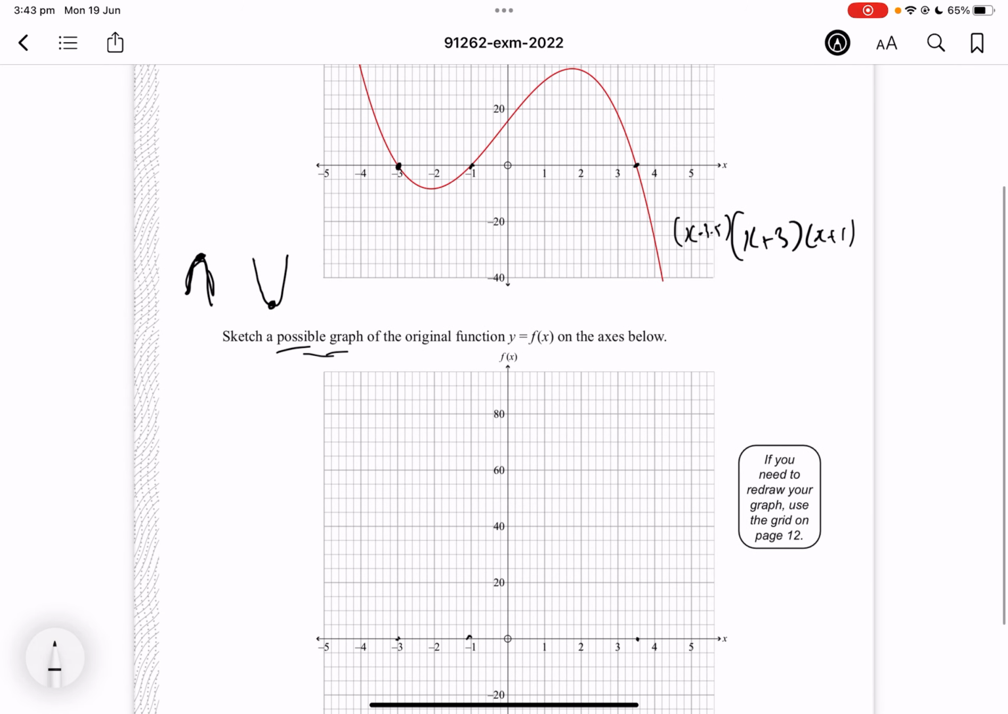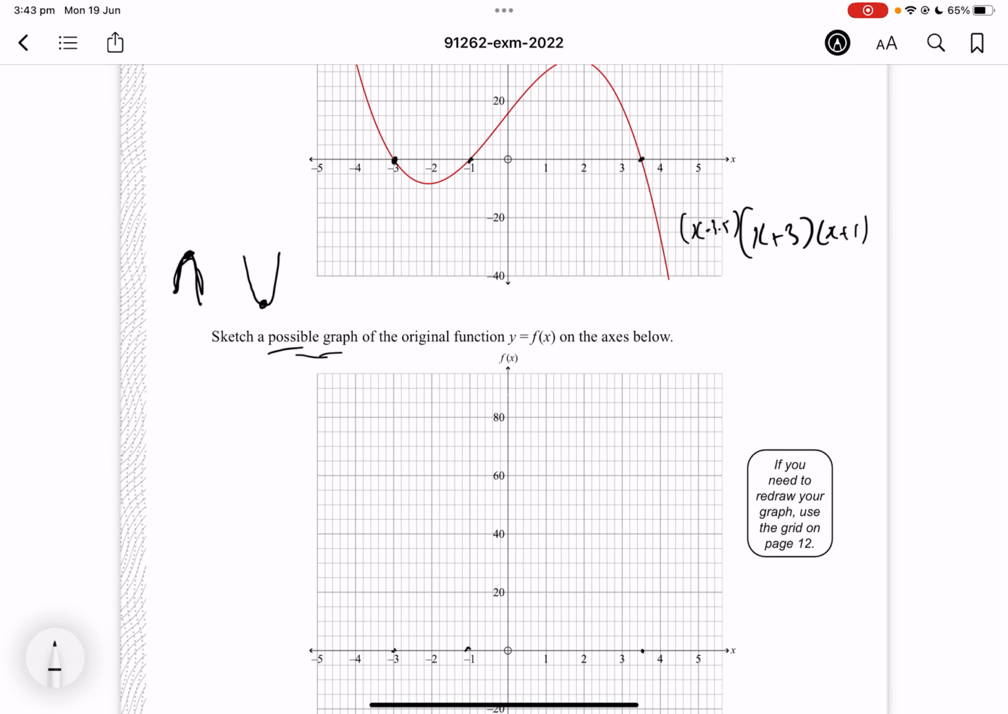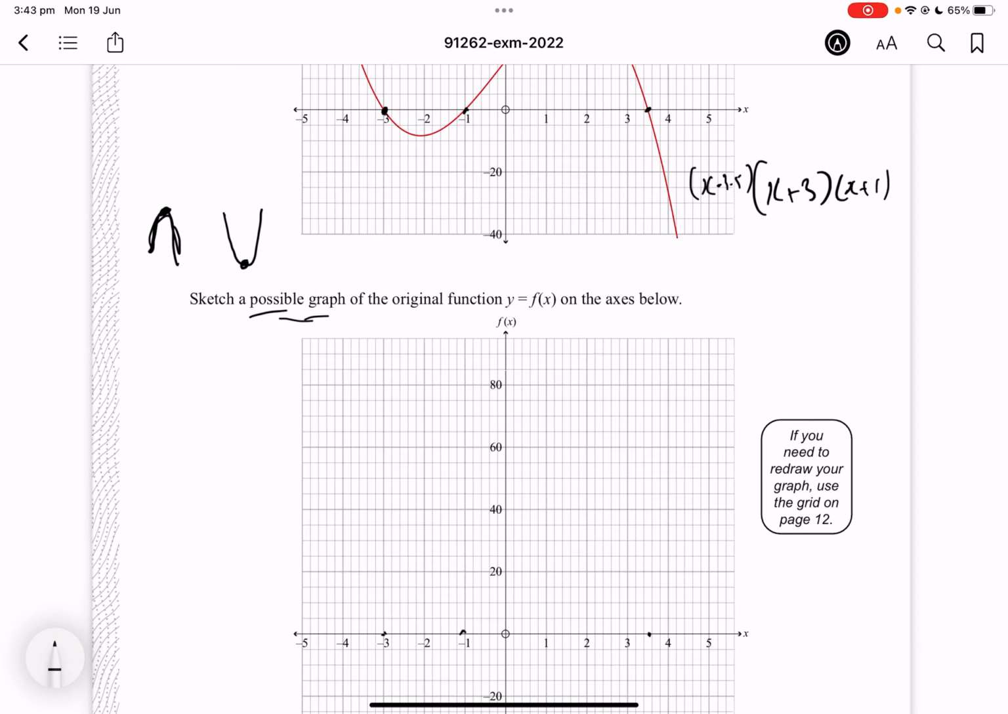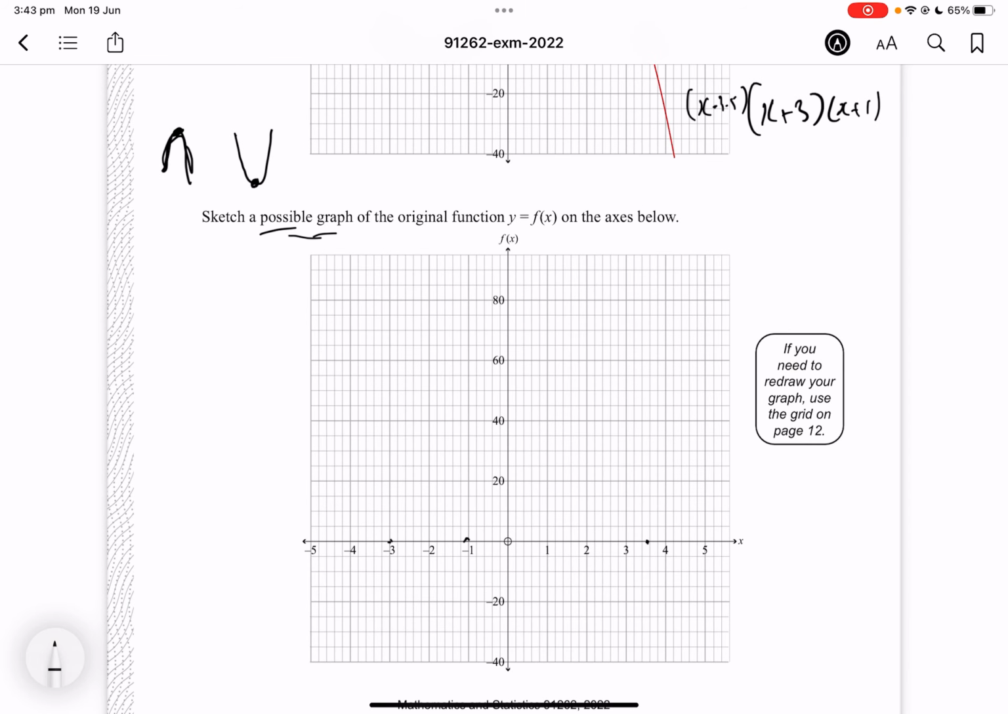In terms of whether each is a maximum or minimum, we look at the left-hand side and the right-hand side of these points. Looking on the left-hand side of -3, we see that it's positive, and on the right-hand side, it's negative. So the gradient is positive, meaning it's increasing on the left-hand side, but decreasing on the right-hand side. This tells us that at -3 there is going to be a maximum. So -3 is a max.